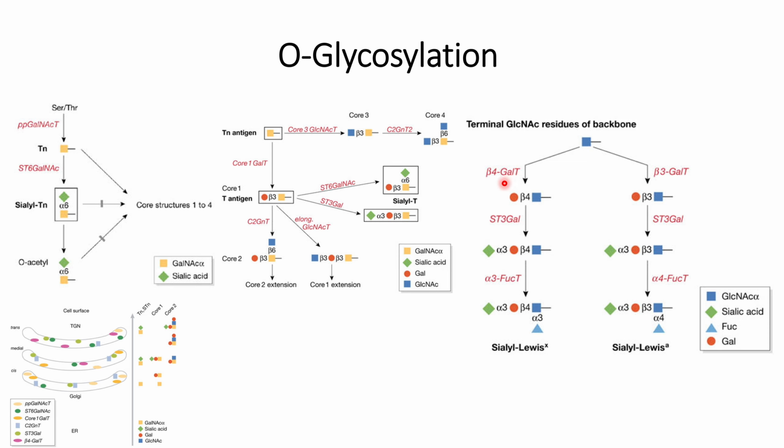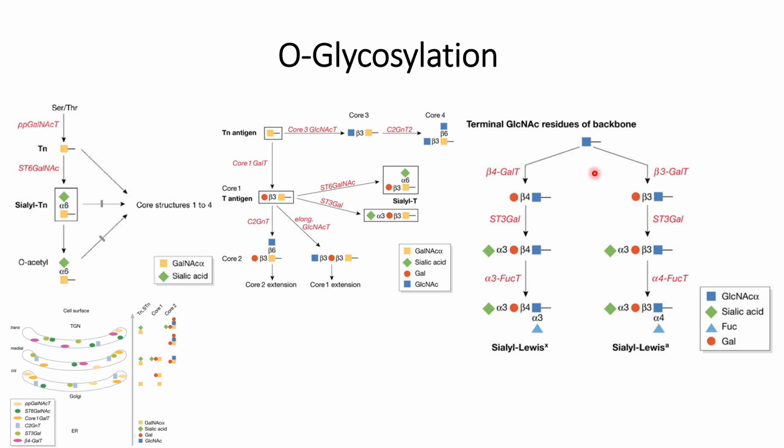In that case, when the GlcNAc is attached, then beta 4 GalT acts and causes galactose to be attached to the GlcNAc, and ST3 GAL1 will cause sialic acid to be attached, and after that alpha 3 FUT will cause fucose to be attached at the alpha 3 position of the core GlcNAc. These structures are commonly known as sialyl Lewis X, and these are usually overexpressed in cancer cells.